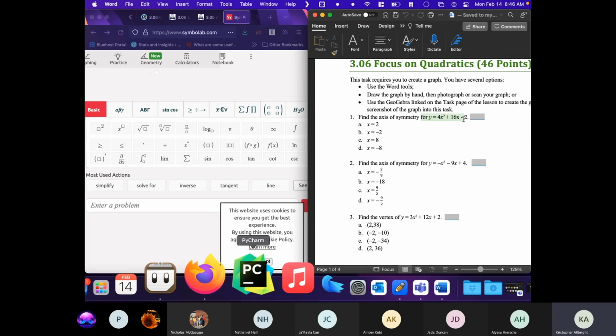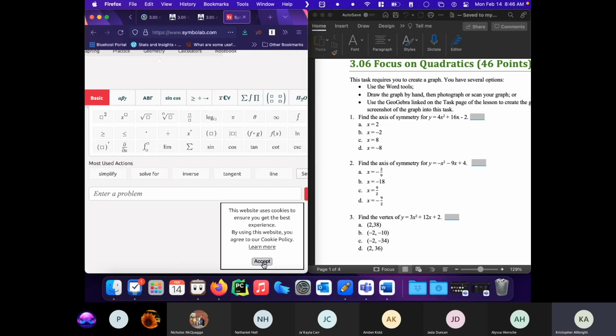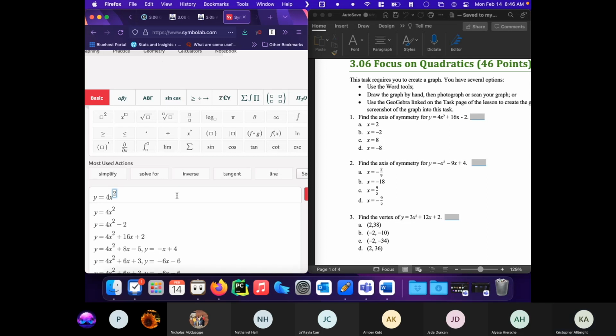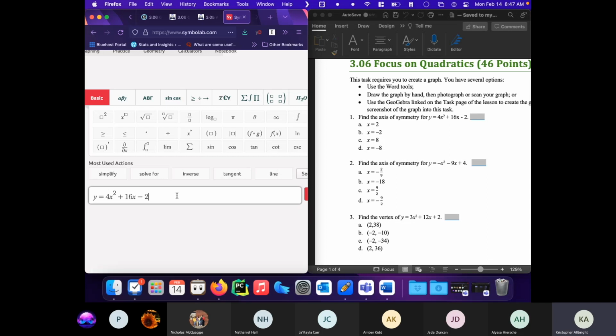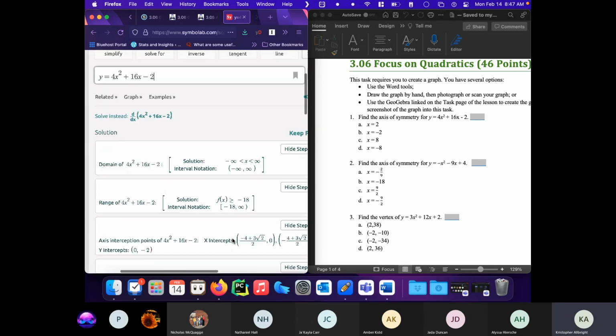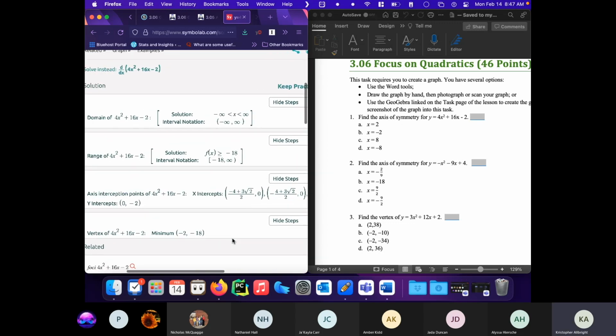So let's plug this in and see what happens. I don't know if it'll work, but if it doesn't, we'll change. Okay, awesome. So y equals 4x squared plus 16x minus 2. We plug that in, and it tells us all this useful information about it.